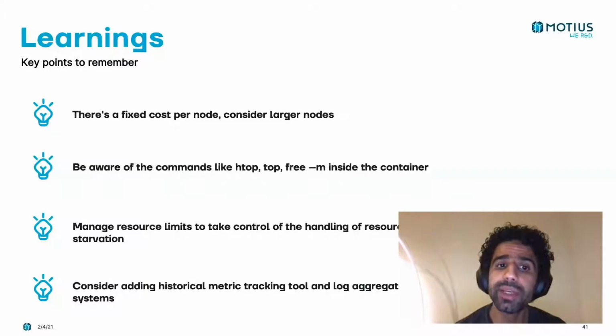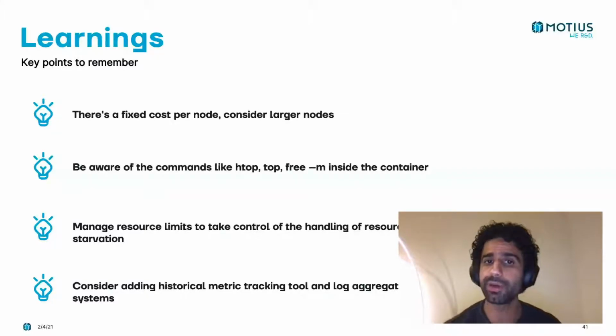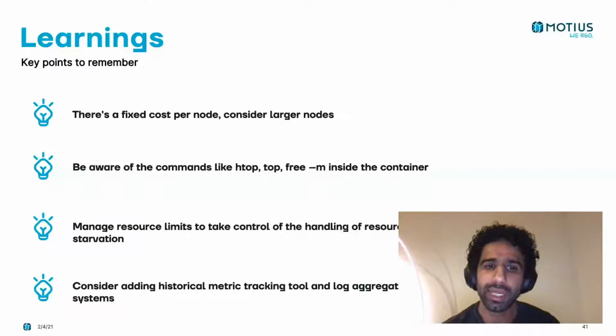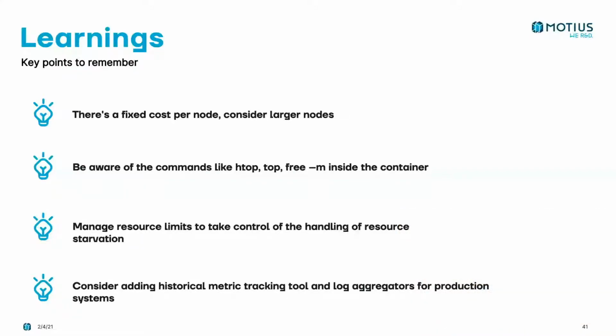Second learning is be aware of these commands, htop, top, free. When you run them inside the container, they don't report correct stats. Manage resource limits to take control when resource starvation happens. So controlled chaos, controlled degradation. And then the last one is what I explained. If you need historical metrics, consider such a tool and consider using log aggregators.